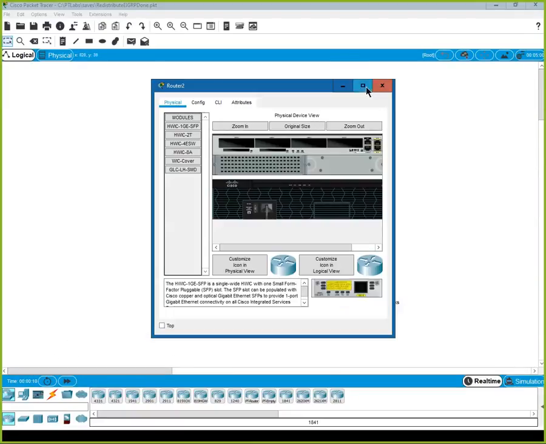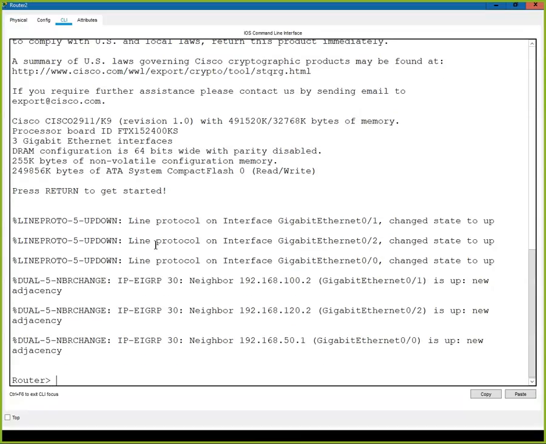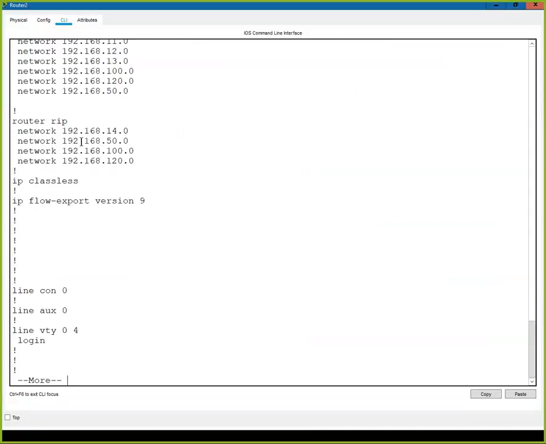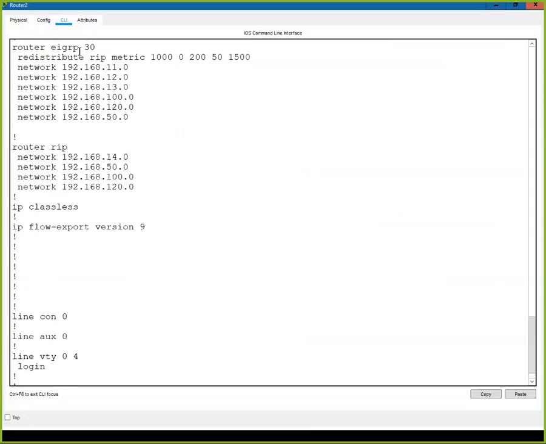In this router, which is running two protocols, RIP and EIGRP, it's advertising networks 100 and 120 using both protocols. 50, it's got to have both protocols, because that's the interface address. We have to activate it by advertising the network that the interface we want to use is on. And then 14 here is only advertised in RIP.